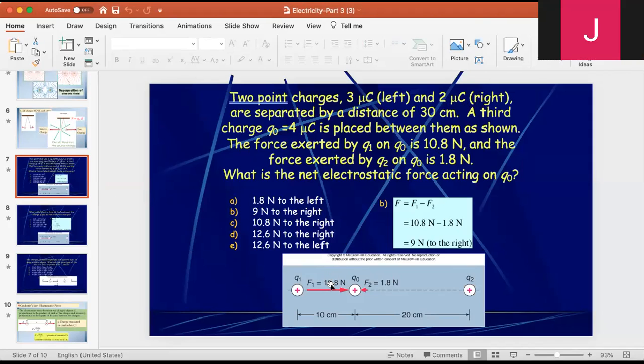If you look at this Q0 charge, there's 10.8 Newton going towards the right, and 0.8 goes towards the left. So which one will win? This one, so to the right. So the resultant is to the right. Yes, so we got it.